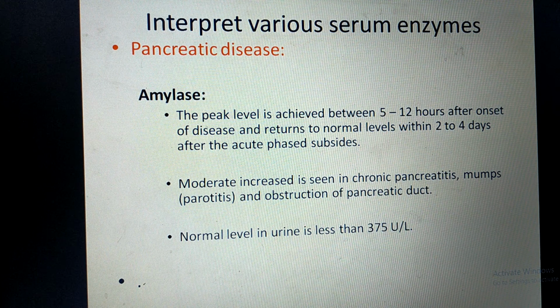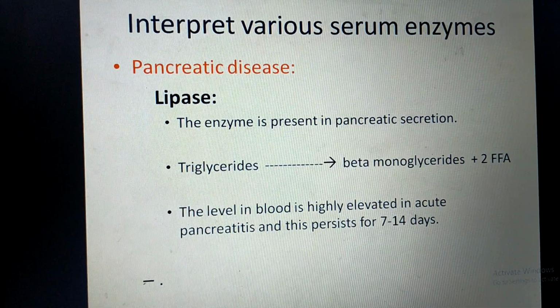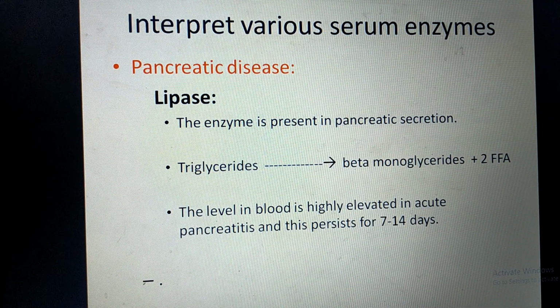Moderate increase in the amylase level is also seen in chronic pancreatitis, mumps, and obstruction of pancreatic duct. The normal level of amylase in urine is less than 375 unit per liter, but in case of acute pancreatitis, this level gets increased. The second enzyme in pancreatic disease is lipase.